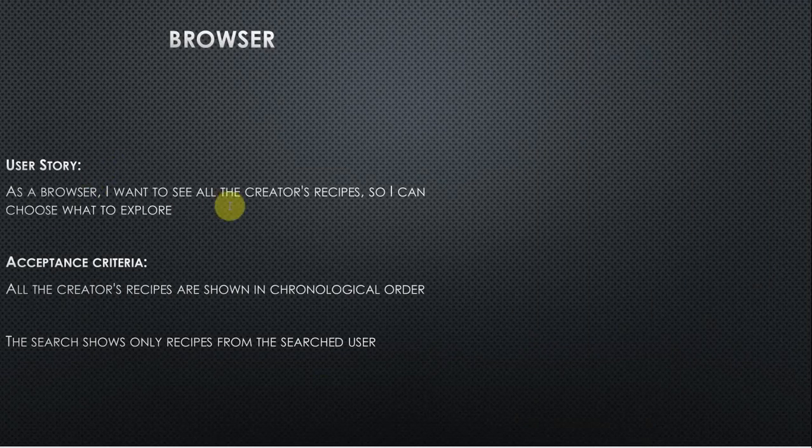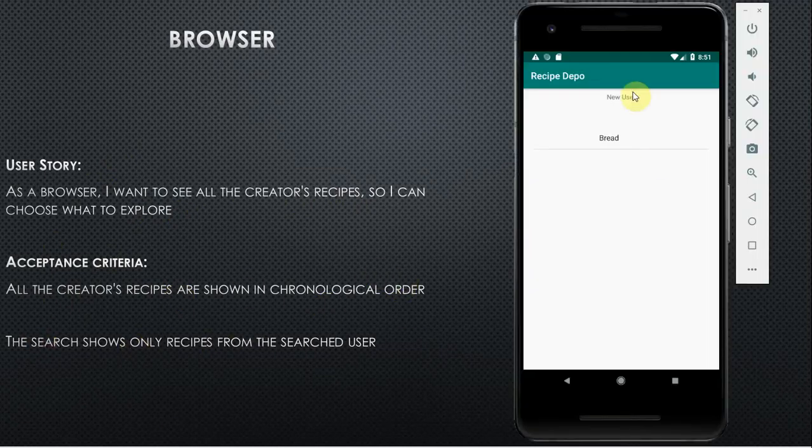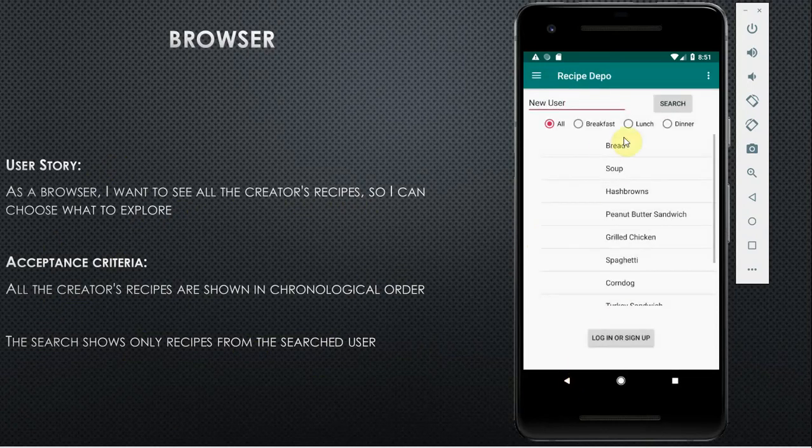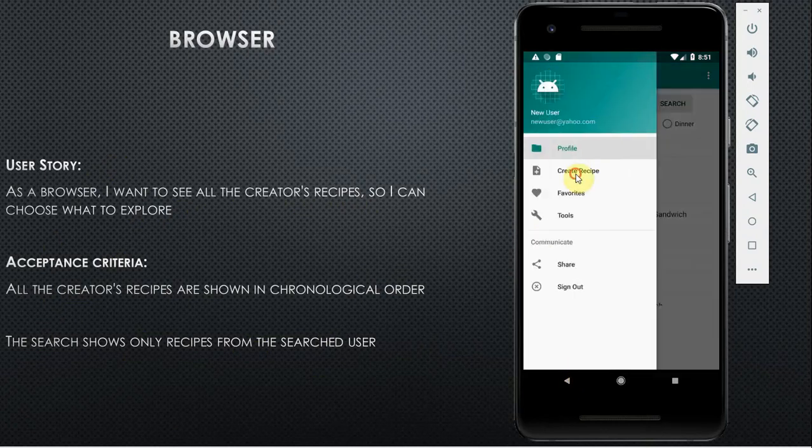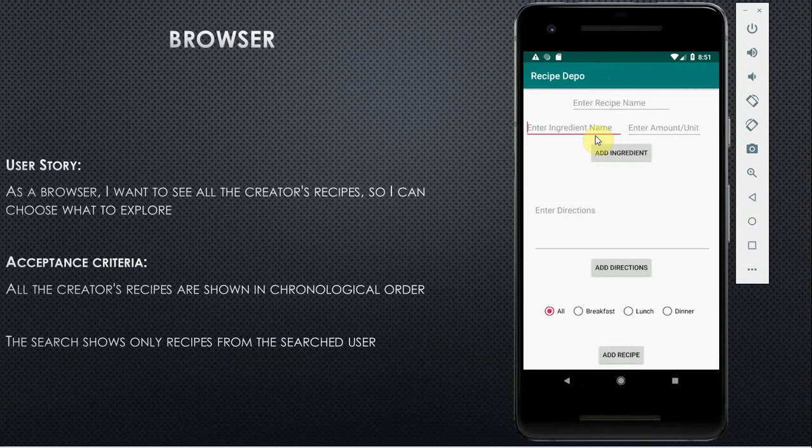So as a browser, I want to see all the creators' recipes so I can choose what to explore. And then all the creators' recipes are shown in chronological order, and the search shows only recipes from the search user. So we can see it only shows recipes from the search user. Let's add one more just to show it's in chronological order. So we did bread first. Let's create a new recipe.